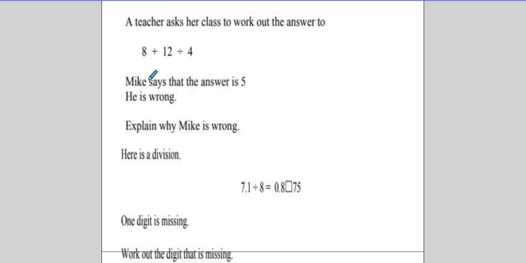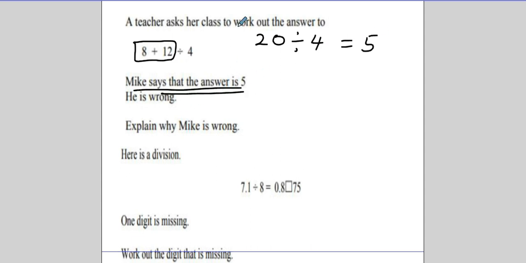Let me show you what Mike did. Mike did 8 plus 12. Mike got 20. And then Mike divided by 4. So divided by 4, the answer is 5. So this is what Mike has done. So explain why Mike is wrong.